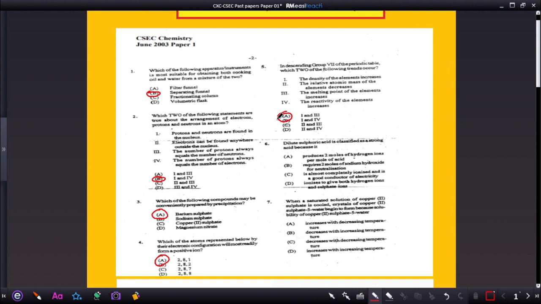Number 6, dilute sulfuric acid is classified as a strong acid because: 1, it produces 2 moles of hydrogen ions per mole of acid; 2, it requires 2 moles of sodium hydroxide for neutralization; 3, it is almost completely ionized and is a good conductor of electricity; 4, it ionizes to give both hydrogen ions and sulfate ions.